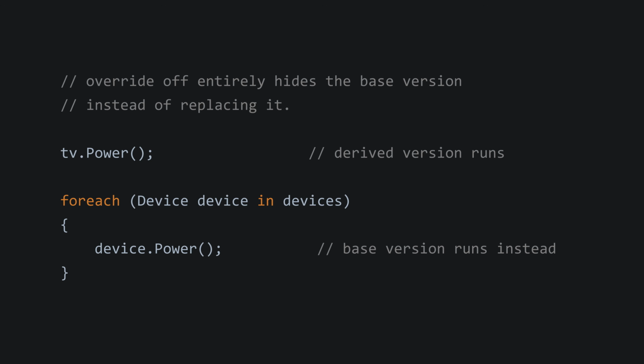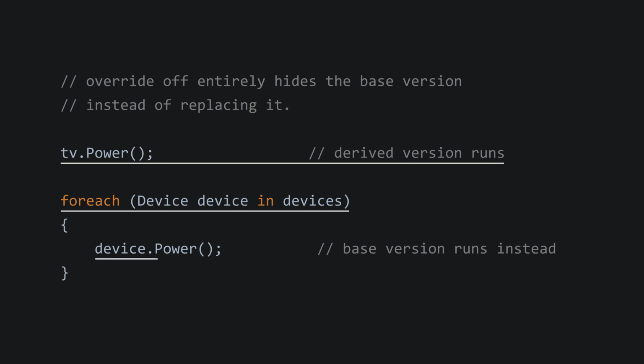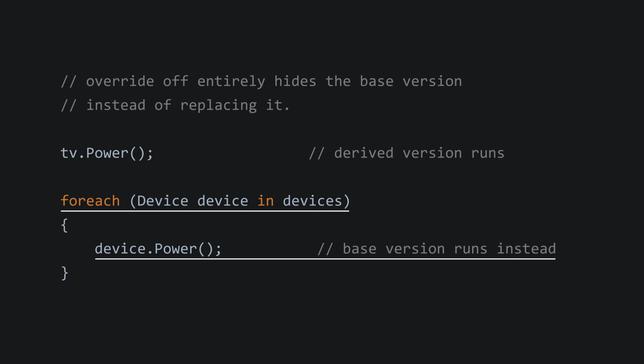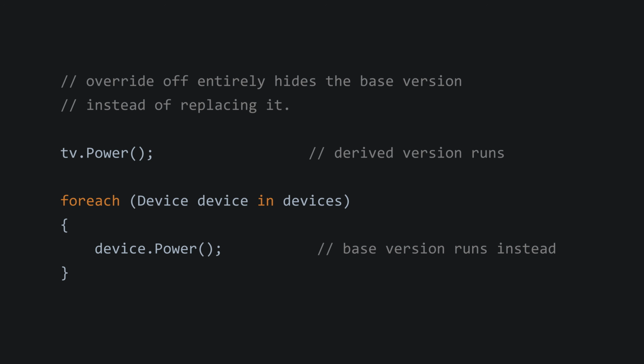Hiding looks identical to overriding right up until you call it through the base type, exactly like the device list from earlier. Call it on the concrete type, tv.power, and the derived version runs. Call it through Device, the loop's actual situation, and the base version runs instead, silently, because there was never an override, only a same-named method standing next to it.